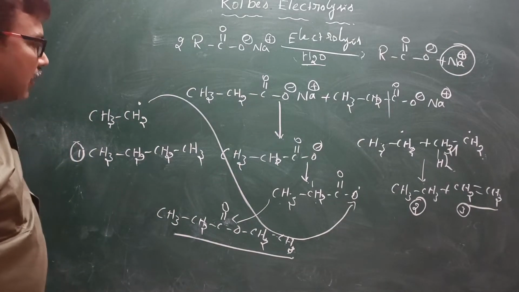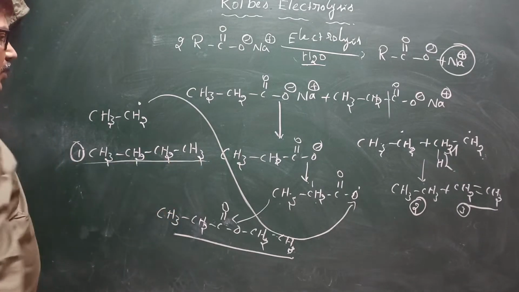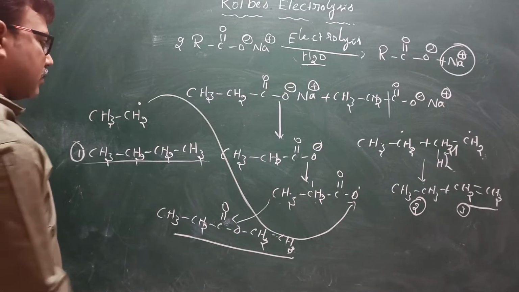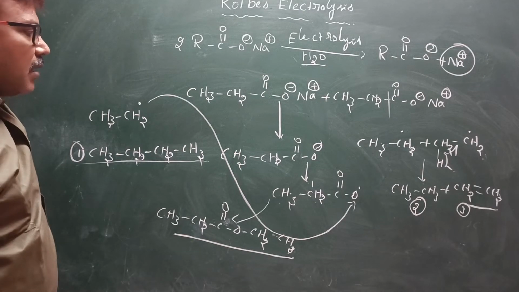Okay, so in all these products, the major product is butane. The remaining products are byproducts. These are minor products.